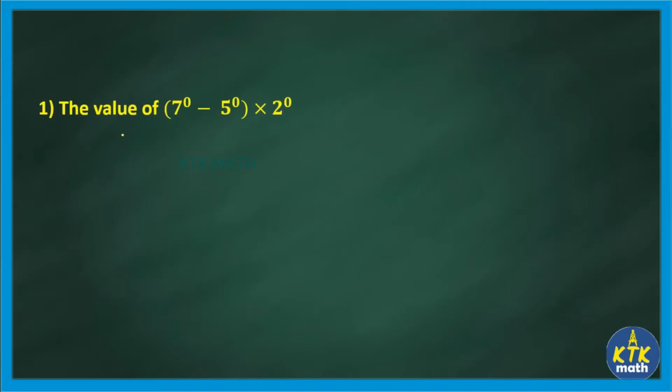Now first question, the value of 7 power 0 minus 5 power 0 into 2 power 0. So we know the rule of zero exponent. Any number power 0 value is always 1. So substitute the values and then you can solve.